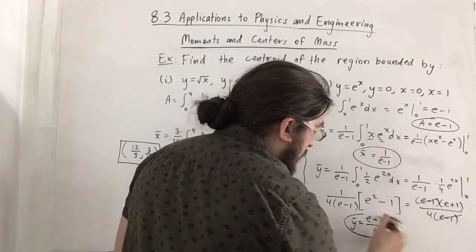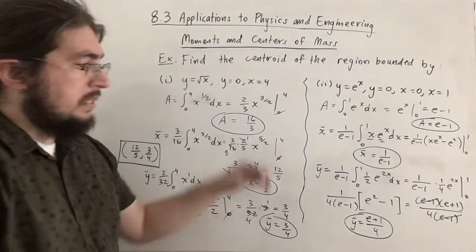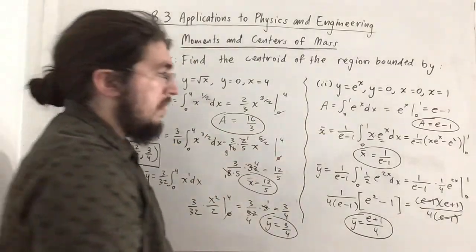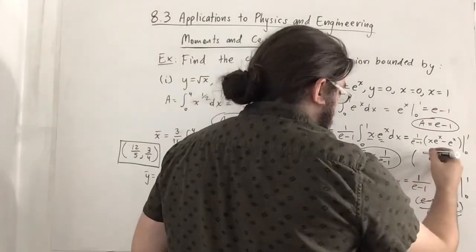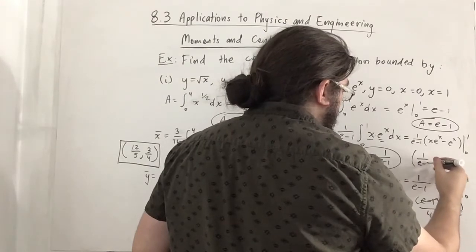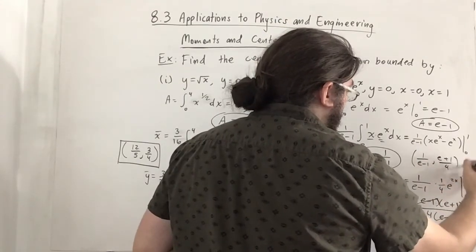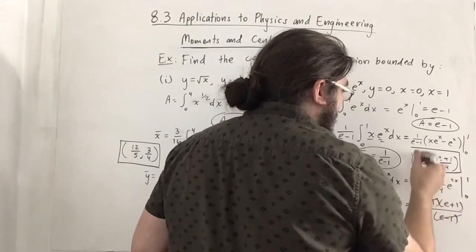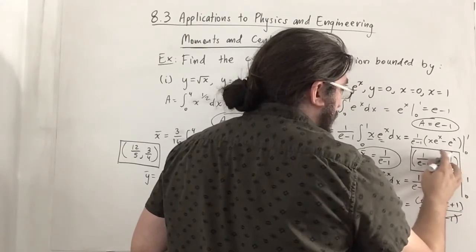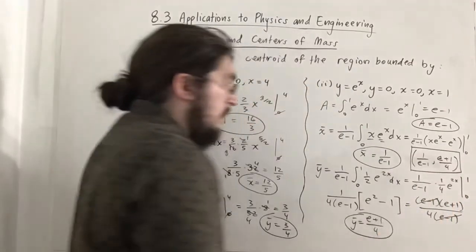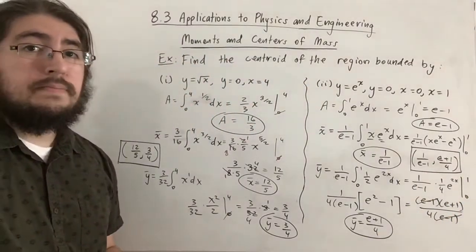So now we can say that the centroid is the x bar value comma the y bar value. So let me write it as 1 over e minus 1 comma e plus 1 all over 4. And that is the answer for this second example. And now let's move on to one more example.